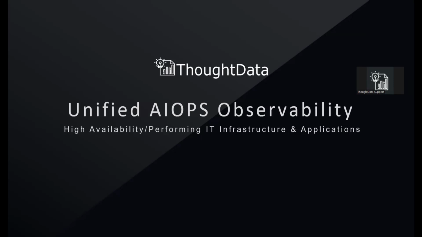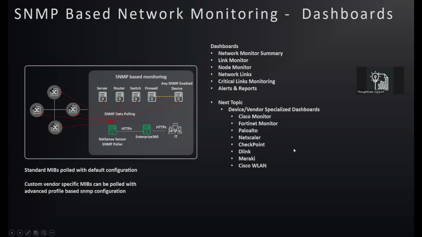In this solution session, we are going to discuss SNMP monitoring part 2. In the previous session, we talked about how to enable SNMP monitoring in Enterprise 360 and how you provision the devices and set up the devices for monitoring. In this session, we are going to take a look at how you troubleshoot problems for various networking related use cases in Enterprise 360 using SNMP datasets, which are already provisioned for monitoring.